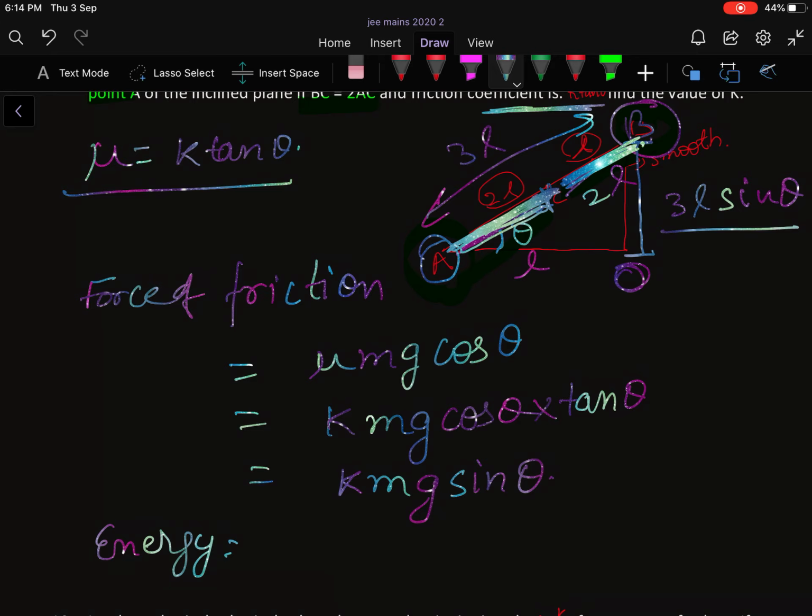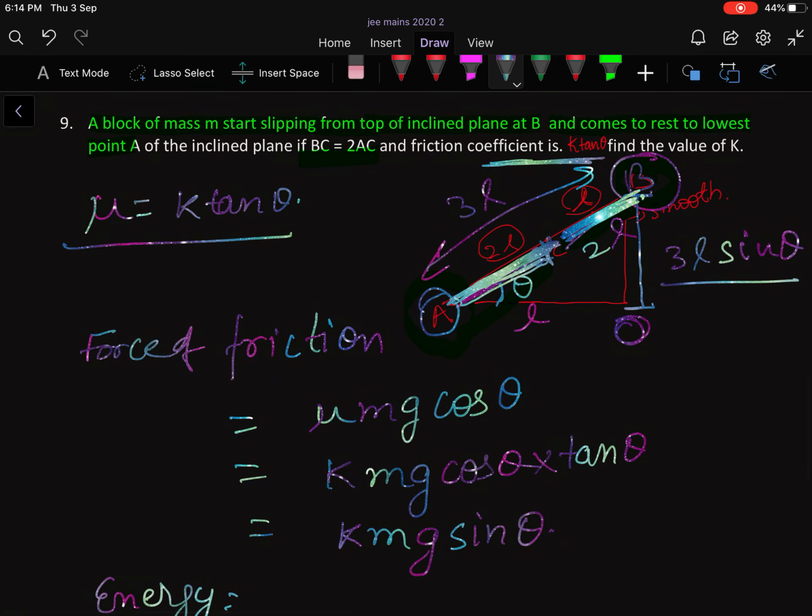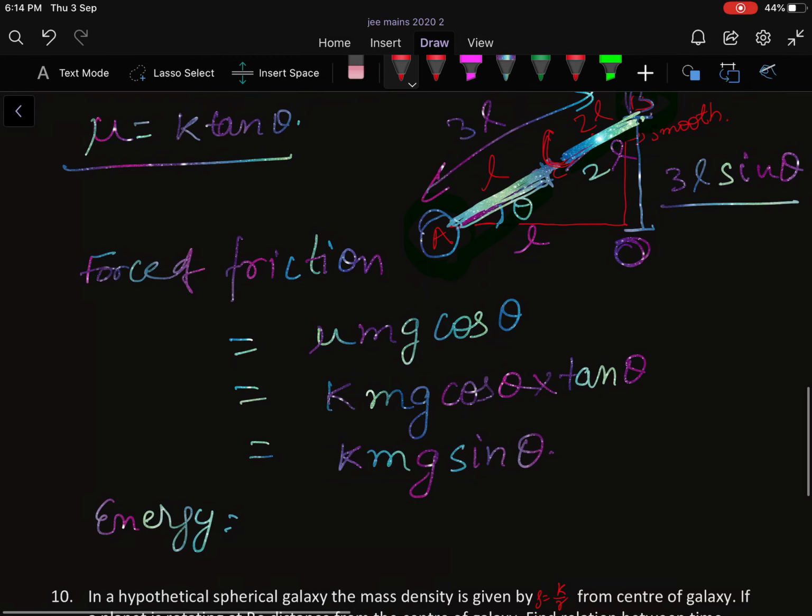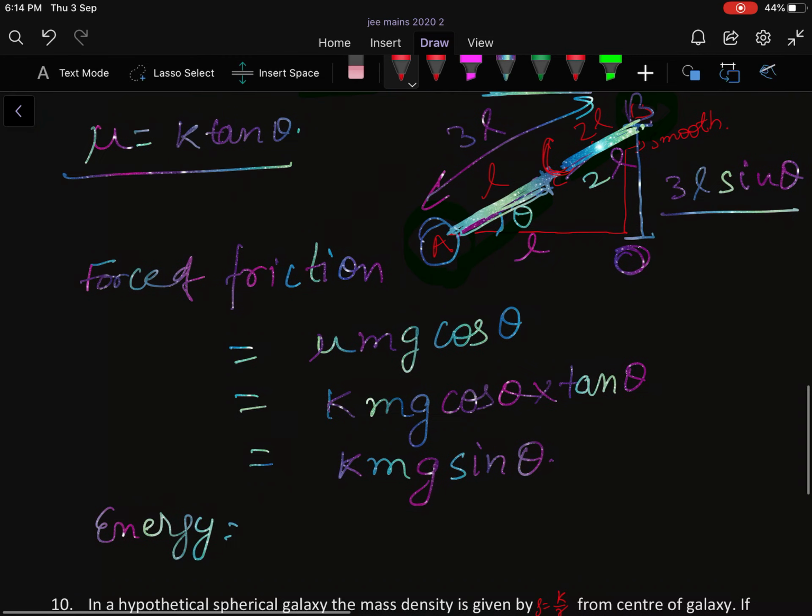force of friction and the path. And this path AC is how much? L. AC is L. I have written it wrong here. AC is L and BC is 2L. Correct? This is point C. So the energy lost is force of friction into distance traveled. That will be k mg sin theta into L.